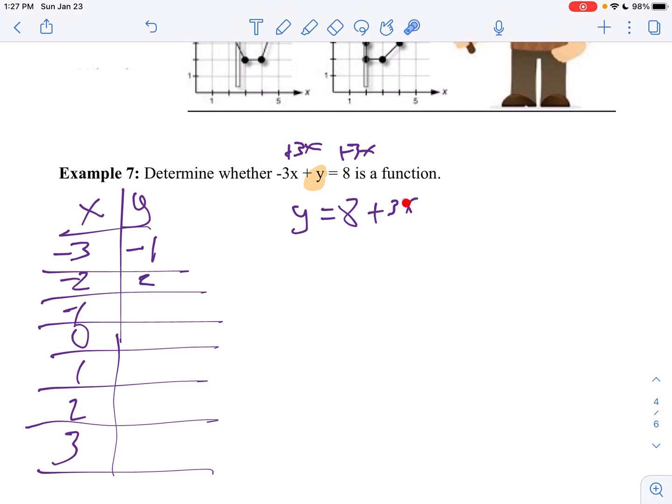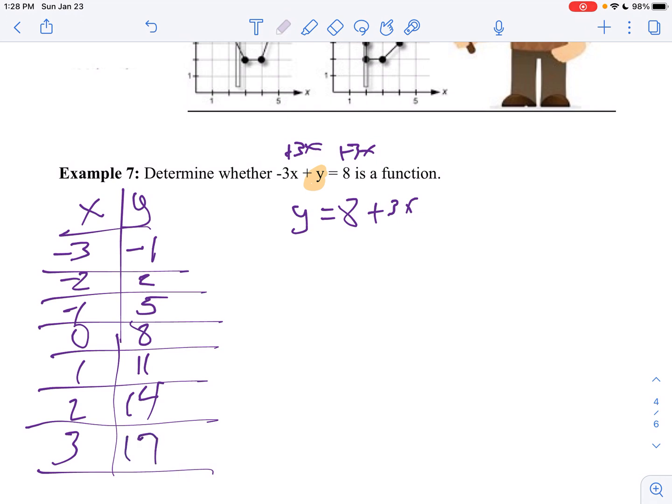3 times -1 is -3 plus 8 gives me 5. 3 times 0, well, that's 0 plus 8 gives me 8. And then if I put in 1, 3 plus 8 would be 11. Put in 2, 3 times 2 is 6 plus 8 is 14. And 3 times 3 is 9 plus 8 is 17.